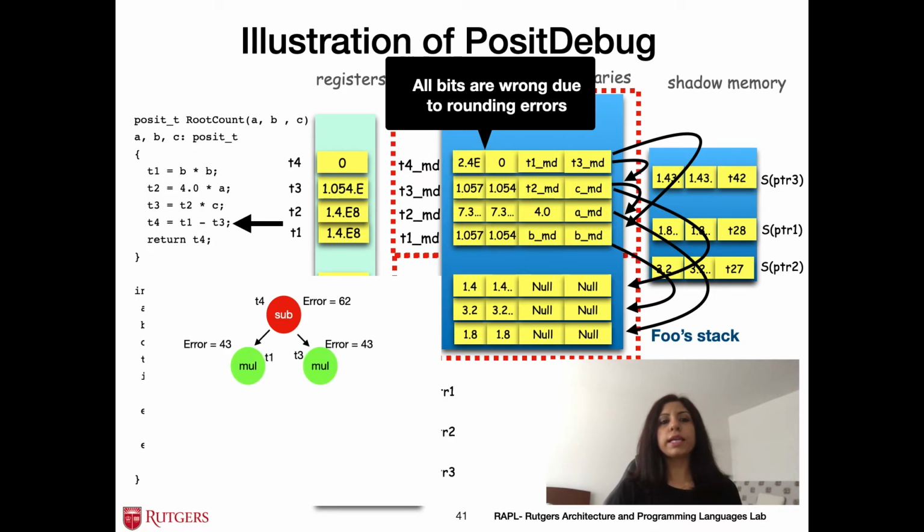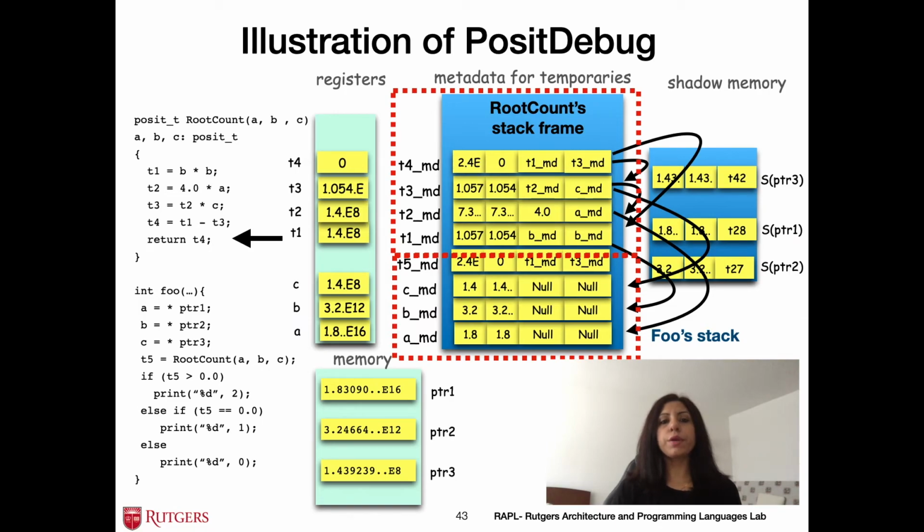From T4, we can access the T1 and T3's metadata and notice that both of the operands have an error of 43 bits. We recursively traverse each node and construct the entire DAG, which helps us do the root cause analysis. We figure out that T1 and T3 have error due to loss of precision, and it is magnified in T4 due to catastrophic cancellation.